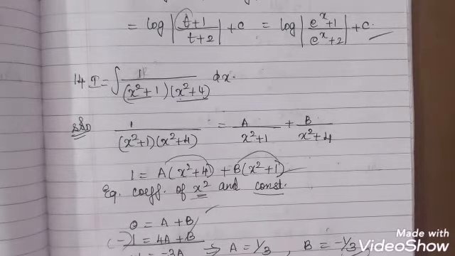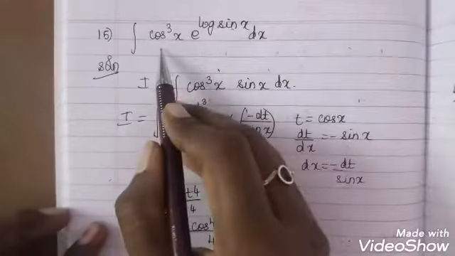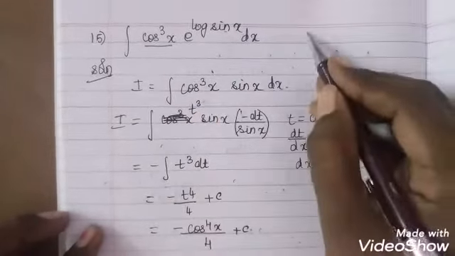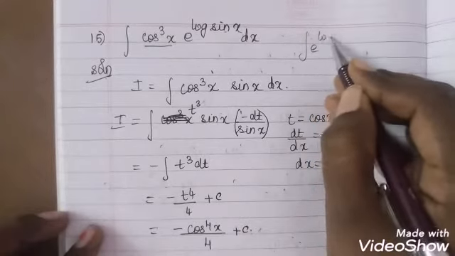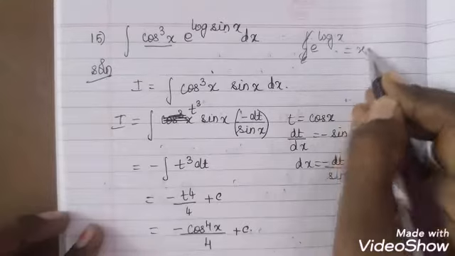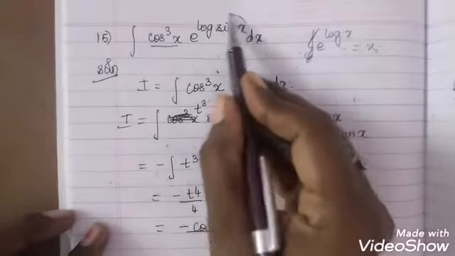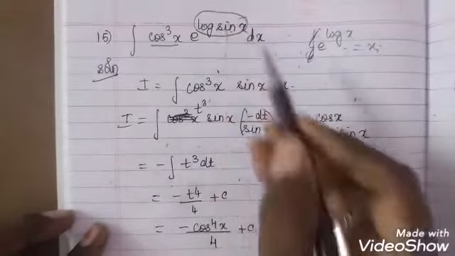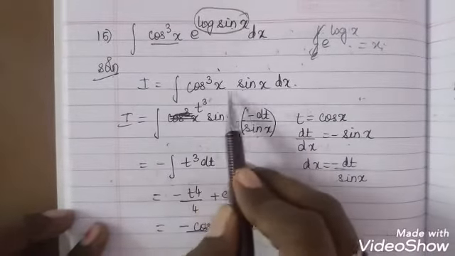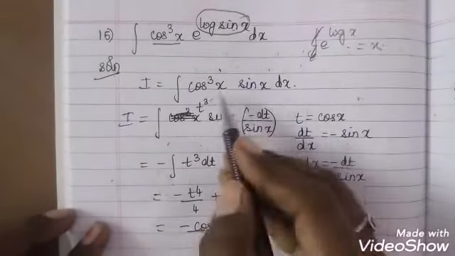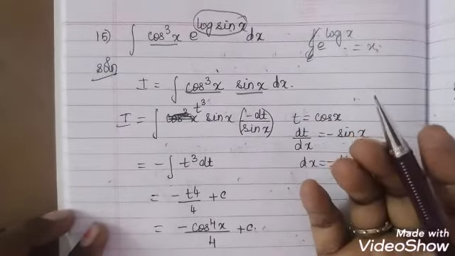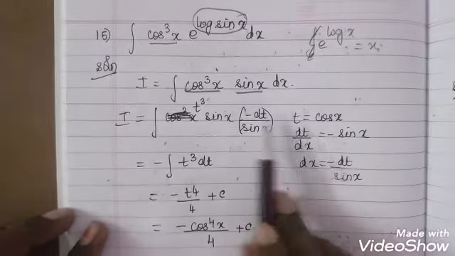Okay. So the 15th question, integral of cos cube x into e power log sin x dx. I told you I will be using this property again here, e power log x. What is e power log x equal to? It's nothing but x. Now coming to this e power log sin x, I can just write it as sin x. So I is equal to integral of cos cube x into sin x dx. As I told you earlier, what will you do here? You can just do it by the method of substitution. So what's the substitution I put here?